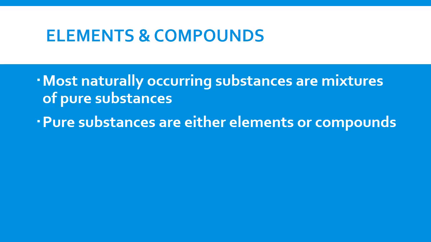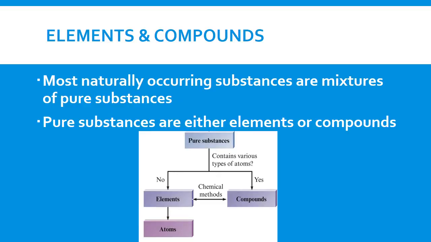Naturally occurring substances are usually a mixture of pure substances. And when we talk about pure substances, we're referring to substances that are made up of one type of substance. And pure substances are either elements or compounds. So they're pure because they're made up of one type of substance. So it could be one type of compound or one type of atoms. And that's what we're showing here.